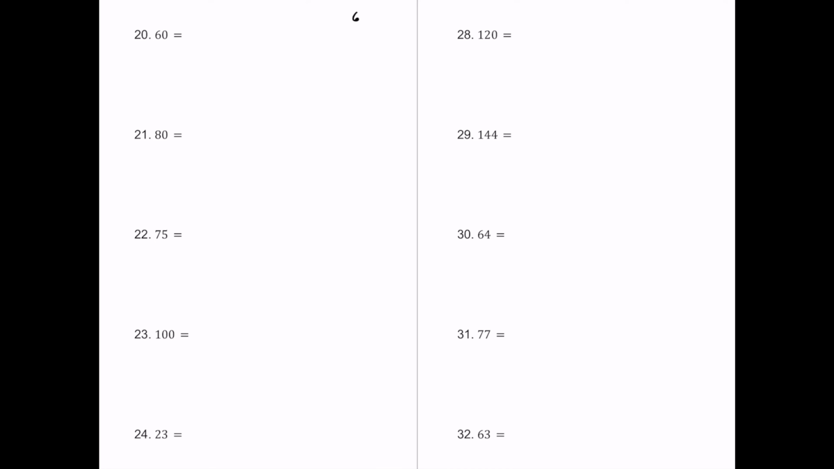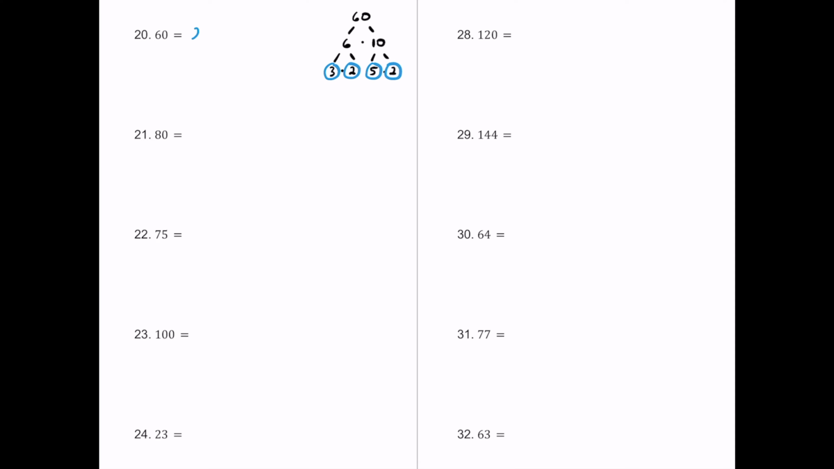For number 20, we have the number 60. The first thing that comes into mind is going to be 6 times 10. They're both composite, so 6 will break down further into 2 times 3. Both prime numbers, so I'm going to go ahead and circle those. And 10 is going to break into 5 times 2. And those are both prime as well, so I'm going to go ahead and circle those.